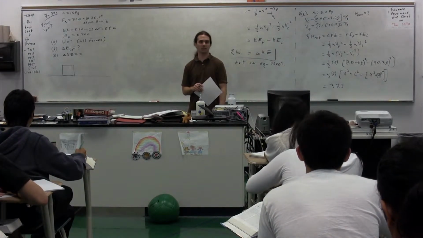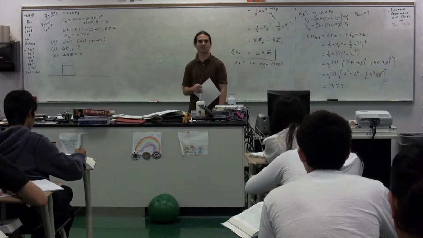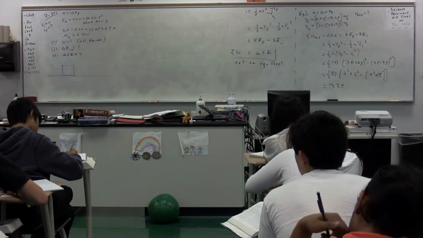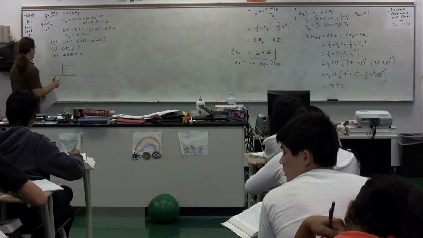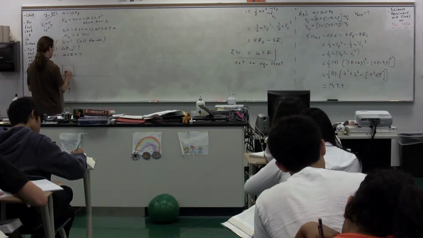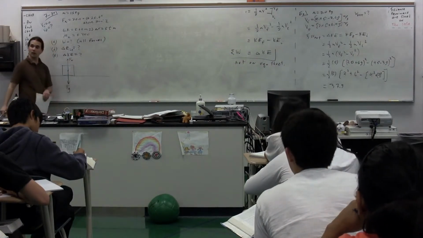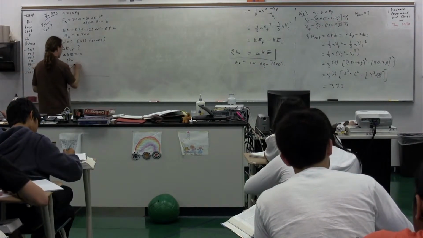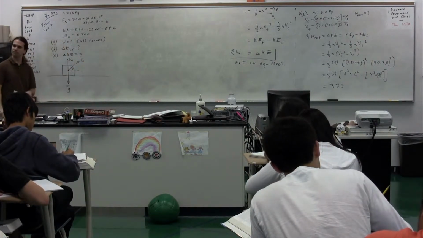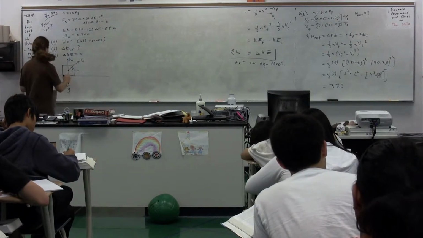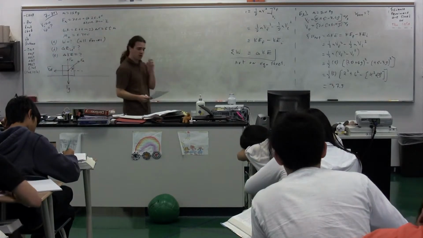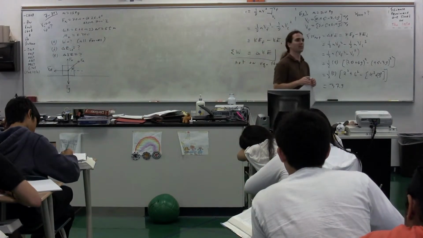Step 1: draw a free body diagram. Give me all the forces in our free body diagram, please. Force of gravity down. Force applied goes in that direction, at an angle of 20 degrees above the horizontal. And the force of kinetic friction, which is going to be to the left. Good. We've drawn our free body diagram.